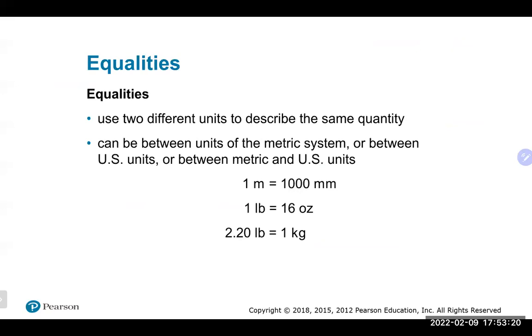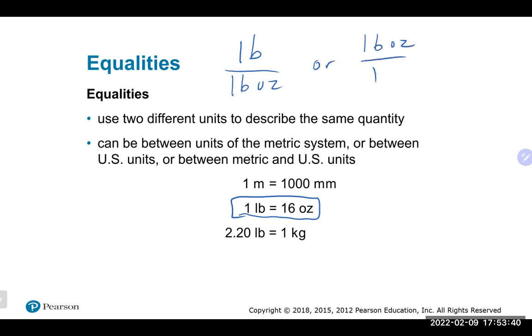So here are some equalities. And again, from every single one of these equalities, we could absolutely write 2 conversion factors. So for example, if we chose this one here, we could write 1 pound is 16 ounces, or we could do 16 ounces is 1 pound. In most cases, we will not use both in the calculation.